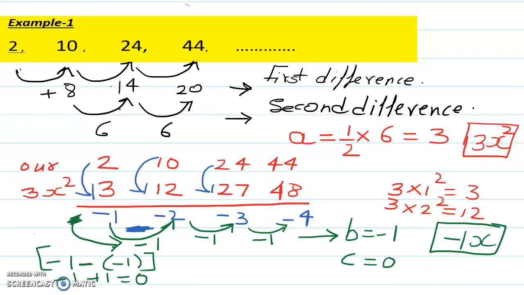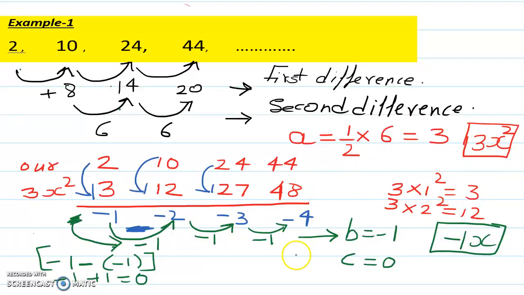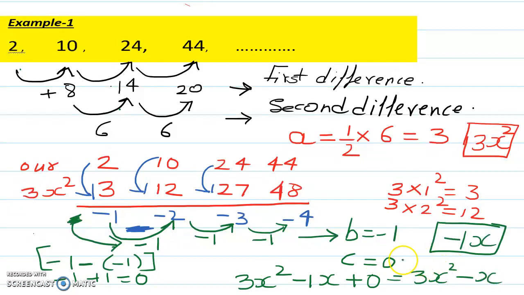Let's put the a, b, c values in this equation. a we got 3, so we have 3x². b we got minus 1, so we have minus 1x, and c is 0. So our final answer is 3x² − x. That is your final answer, 3x² − x.